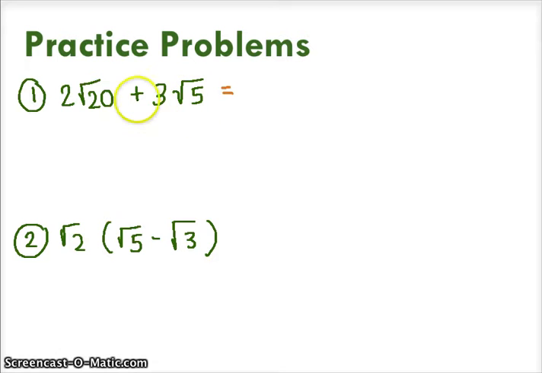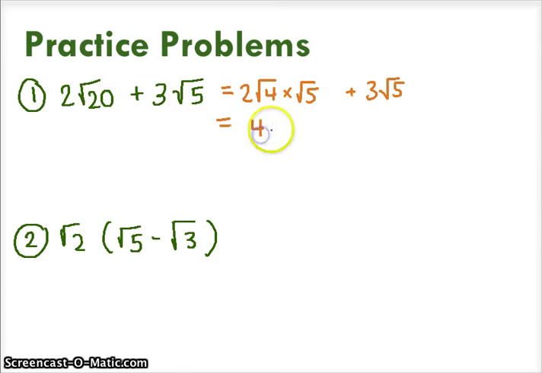We can't simplify root 5, but we can simplify root 20, because root 20 is also equal to root 4 times root 5. So plus 3 root 5. And we know that root 4 is equal to 2. So we have 2 times 2, which is 4, root 5, plus 3 square root of 5, and now we can add them. 4 plus 3 is 7, so 7 root 5. That's our answer, 7 root 5.